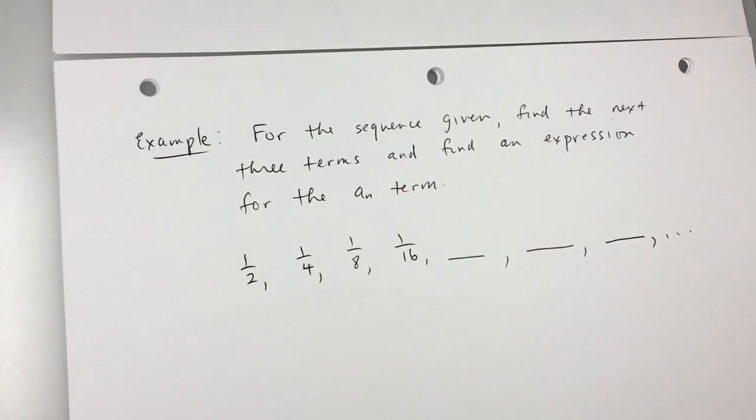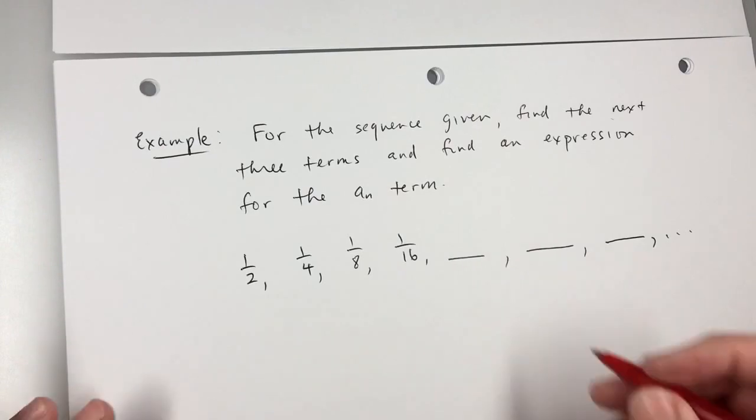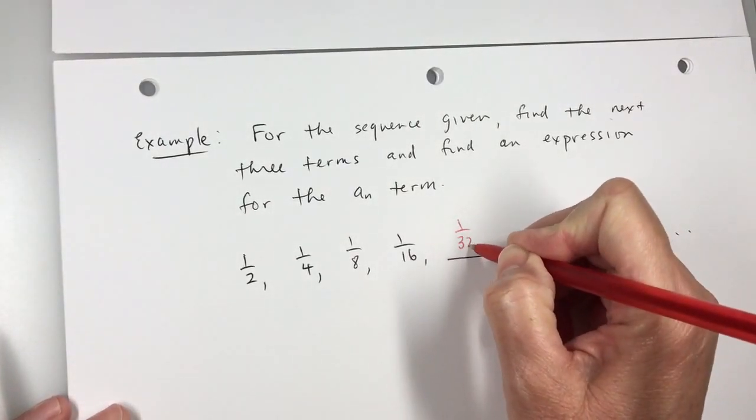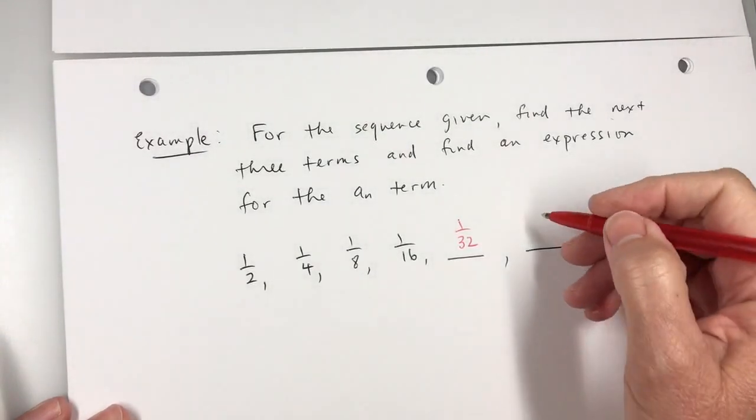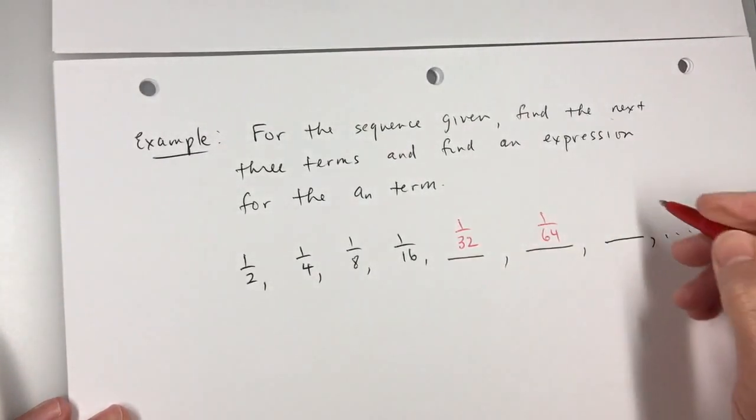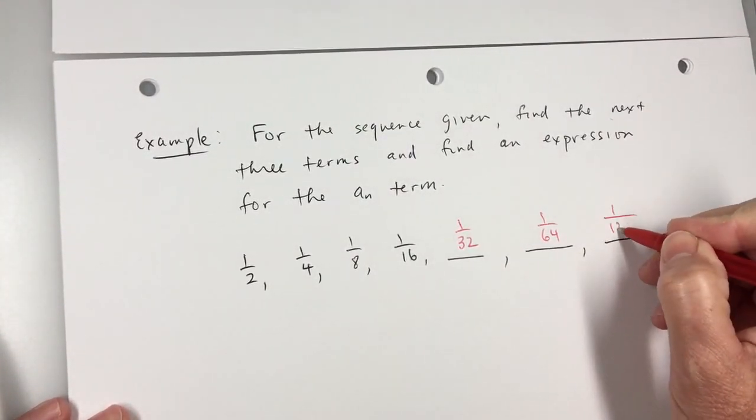All right, what's the next term on this sequence? 1 over 32, then 1 over 64, 1 over 128.